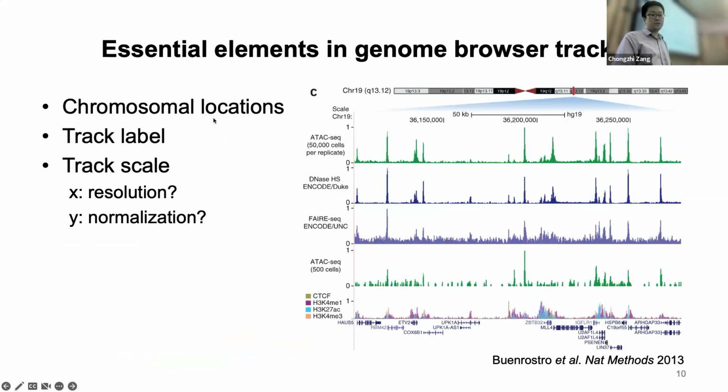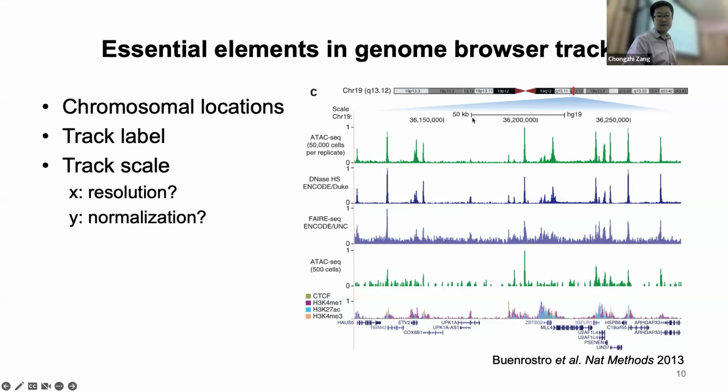First, we want to know the chromosomal locations. Every plot should label which chromosome it is and what the coordinates are. Otherwise, you have no idea where this data is coming from. And the track label. The track label means what type of data they are showing. Every track represents one sample of sequencing data. And the scale, always the scale is very important. And the x-axis: what is the resolution of the data, and what is the range of the genome that we are looking at.